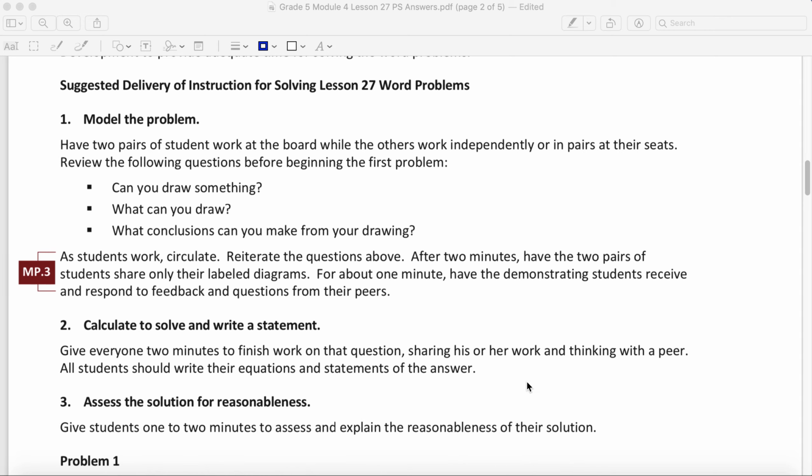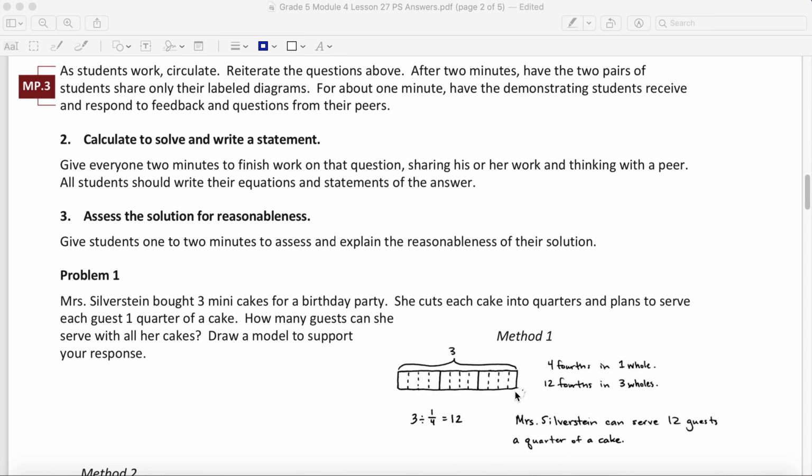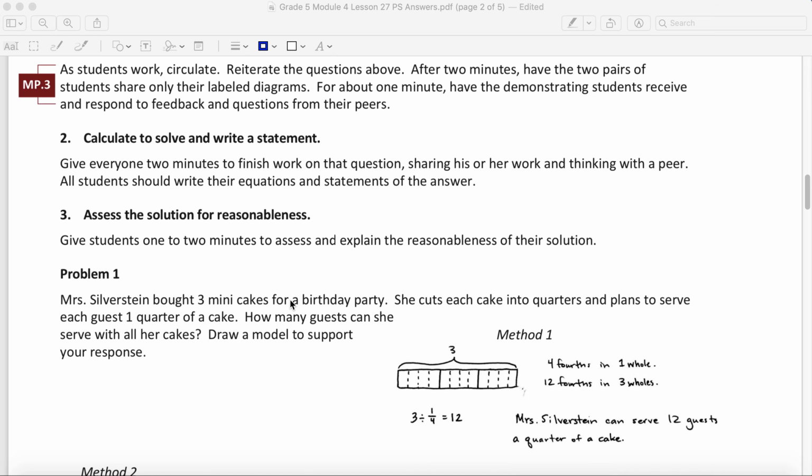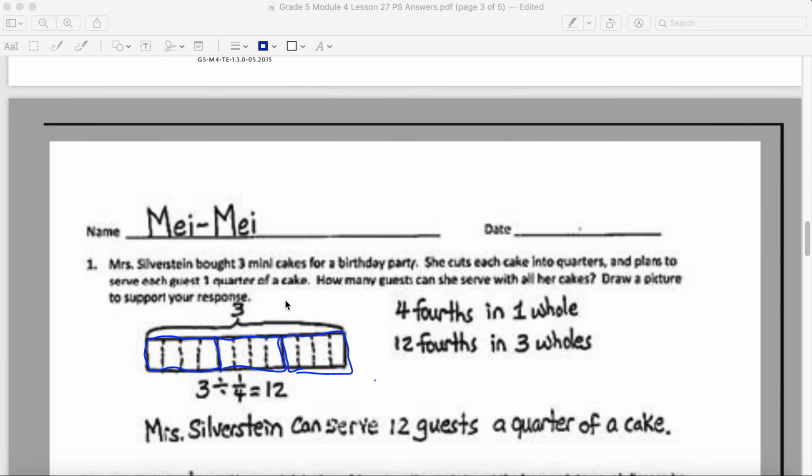And I just wanted to remind us of our word problem strategies, okay? So one, model the problem. Like, can you draw something? What can you draw? And what conclusions can you make from your drawing? You know you're going to calculate it to solve it once you set it up and write a statement about what you're trying to answer. And then you're going to see, is your solution reasonable? We are always saying, does your answer make sense? All right, and so I'm going to go right into the problems.